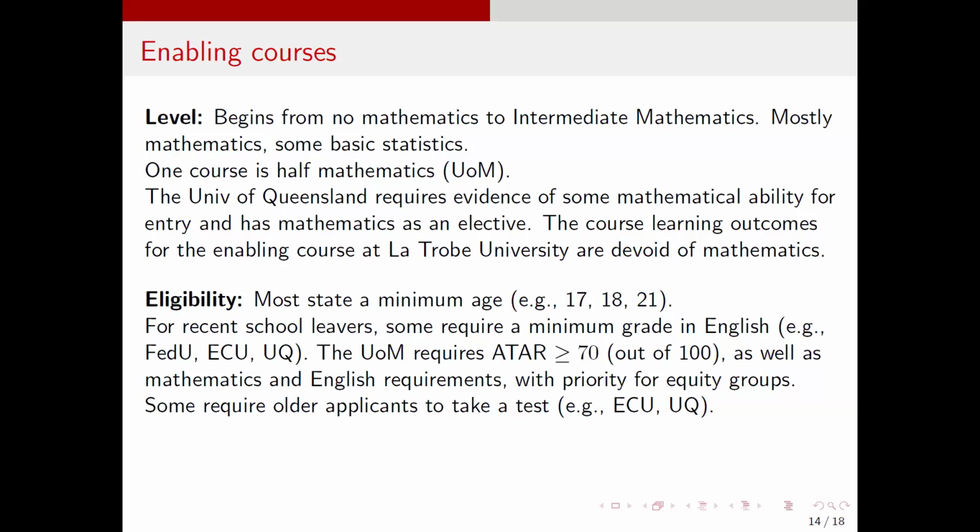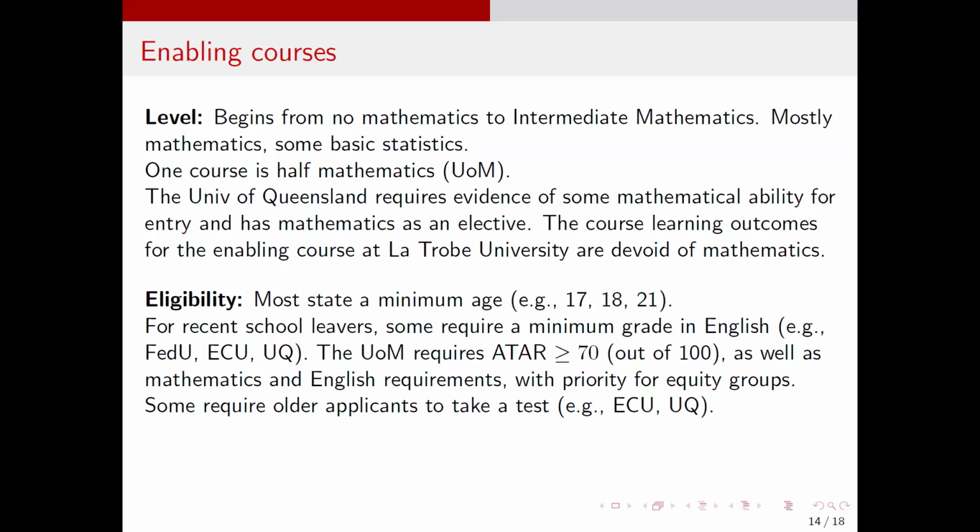Eligibility for enabling courses. Well, most state a minimum age, and I think the idea is not to have high school students. High school students should be at school. I think that's why, I'm not sure. But most of them state a minimum age, and the minimum age is not the same. As you can see, it might be 17, it might be 18, it might be 21. For recent school leavers, some enabling courses require a minimum grade in English. And here I've got acronyms just to give examples of universities that do this. You can ignore those completely.